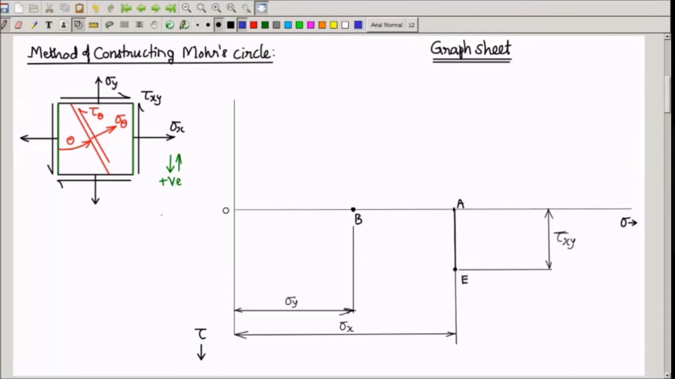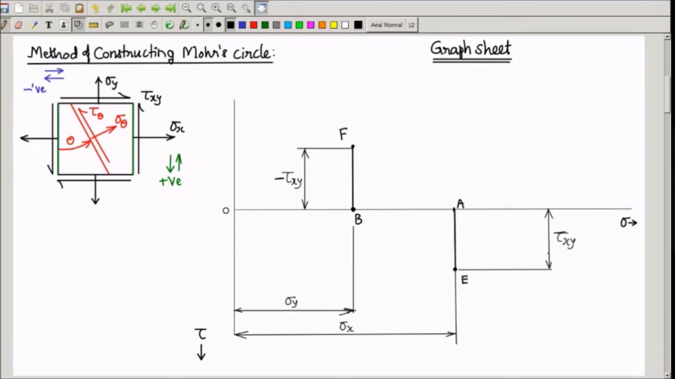As I already explained, shear stress on top and bottom face is forming a clockwise couple like this, so it has to be taken as negative. Negative means it has to be drawn upward on the Mohr's plane. So I have to draw a vertical line at point B now, which should be of length tau xy. I will call this point as F, and the height of this line is tau xy.